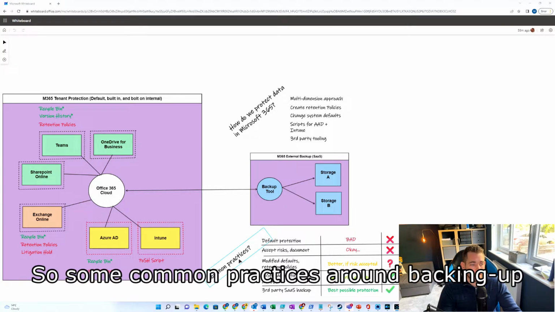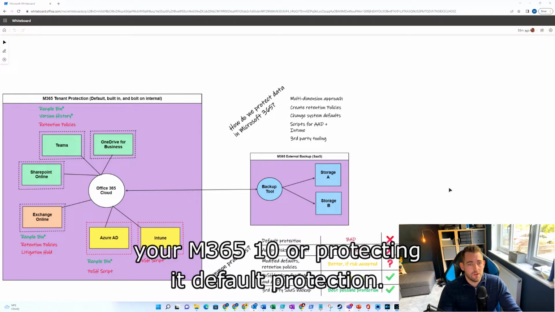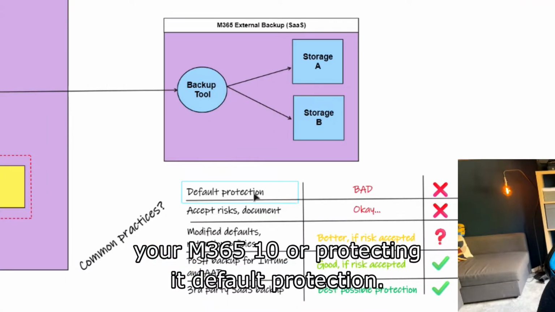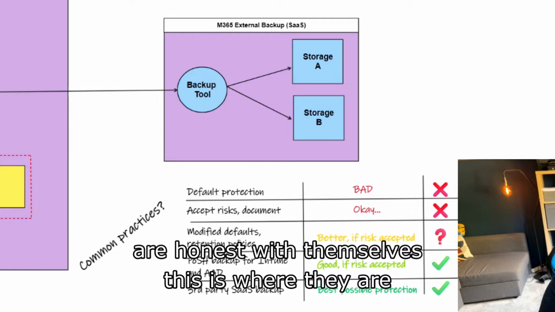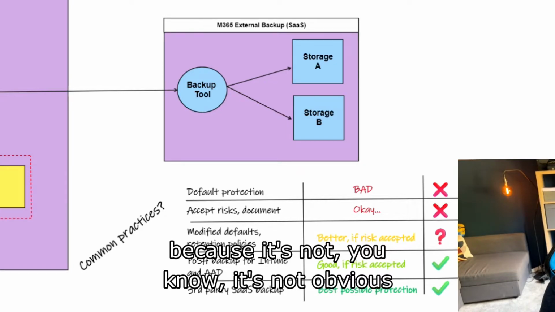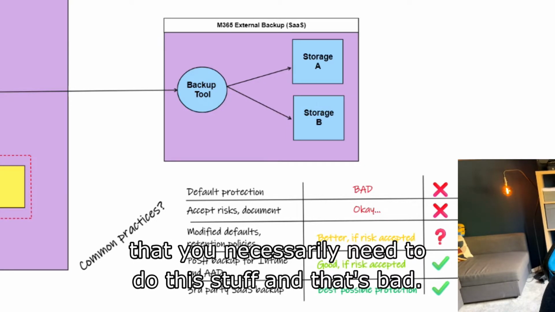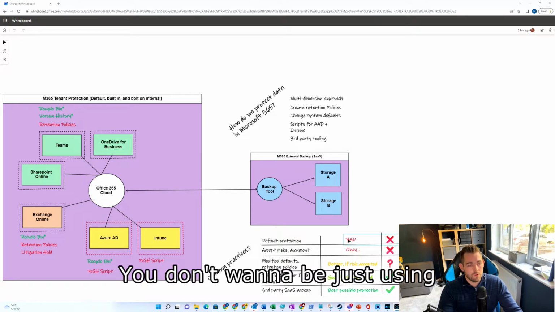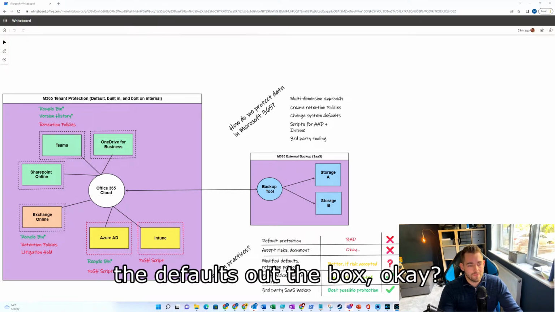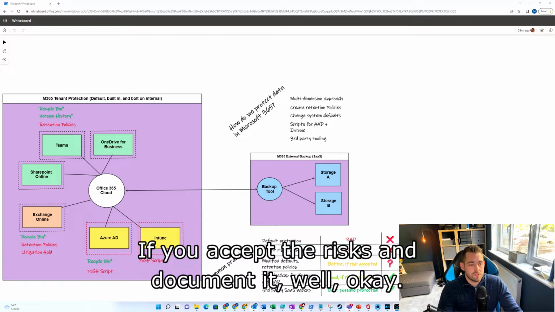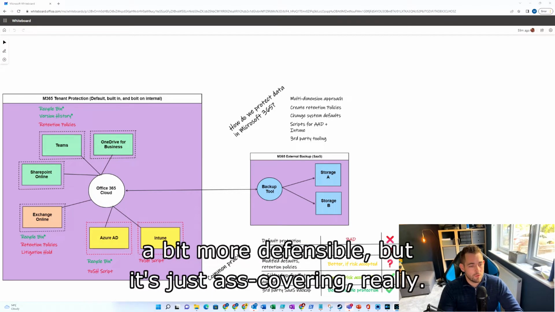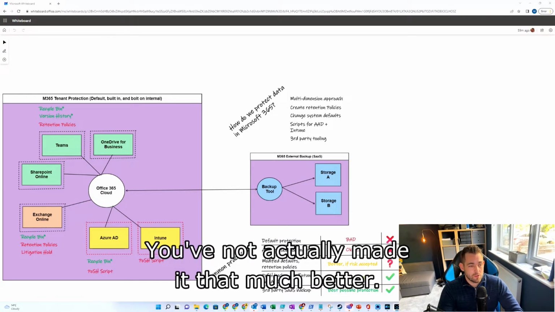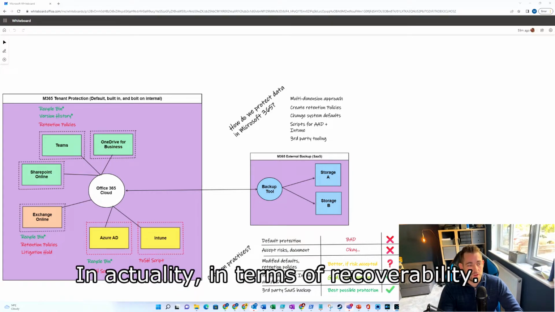So some common practices around backing up your M365 tenant or protecting it. Default protection, in all honesty, if a lot of businesses are honest with themselves, this is where they are, because it's not obvious that you necessarily need to do this stuff. And that's bad. You don't want to be just using the defaults out of the box. Okay. If you accept the risks and document it, well, okay, that does make your position a little better, a bit more defensible. But it's just arse covering, really. You've not actually made it that much better in actuality in terms of recoverability.